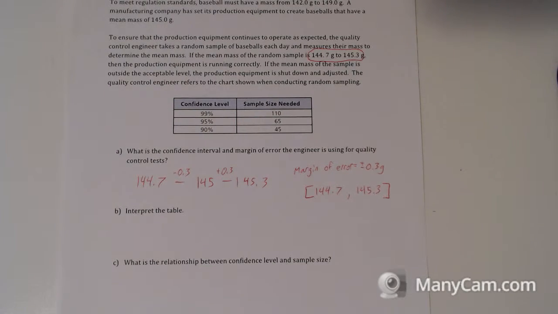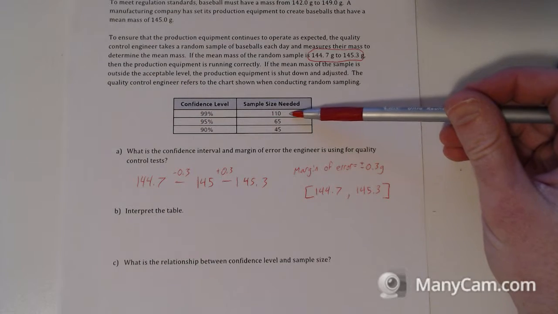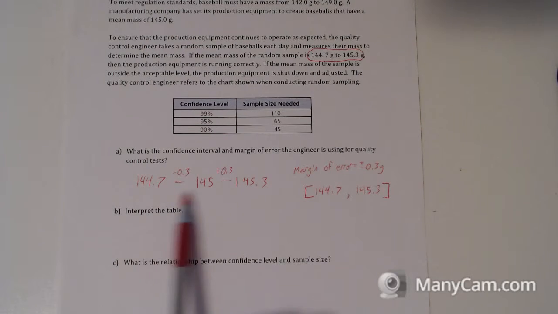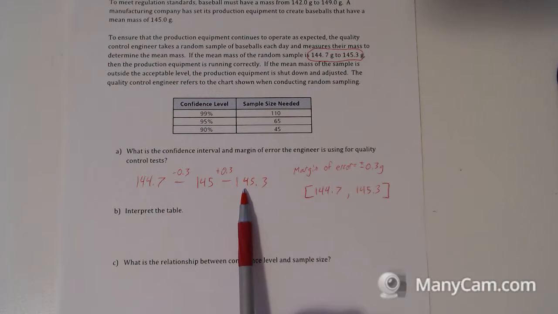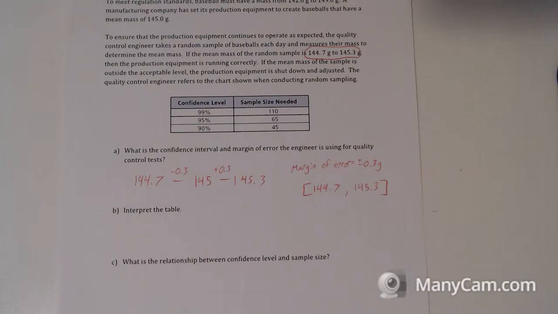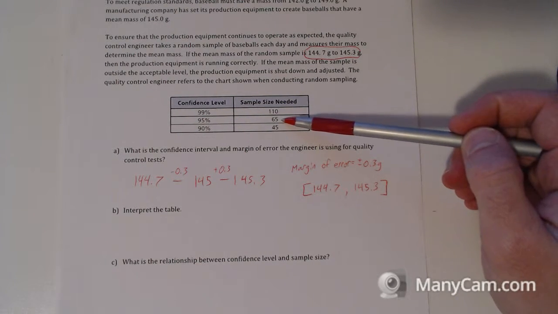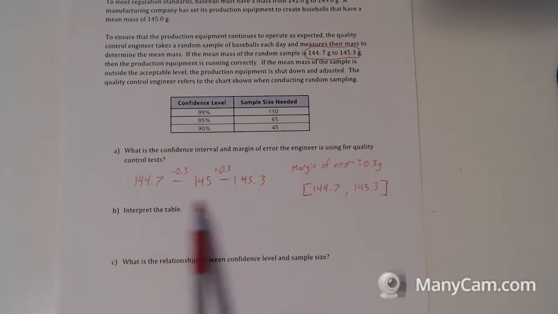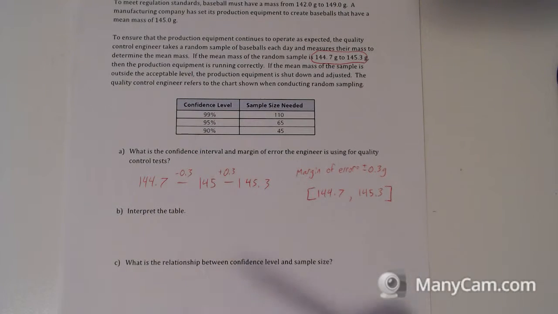So if he picks up during that hour 110 of the baseballs, and takes all of their weights and weighs them, and finds the average is somewhere in this range, then he can be 99% sure that the machine is running correctly, that most of the balls are being produced correctly. That's what that means. If during that hour he only pulled out 65 baseballs and he calculated their average weight and it was somewhere in this range, then he can be 95% sure that the equipment's running correctly and that almost all the baseballs are correct.